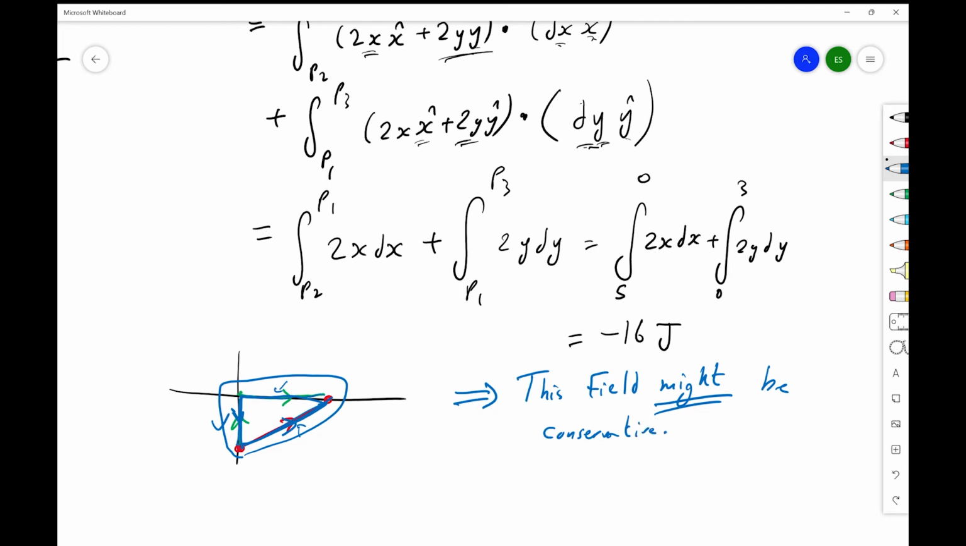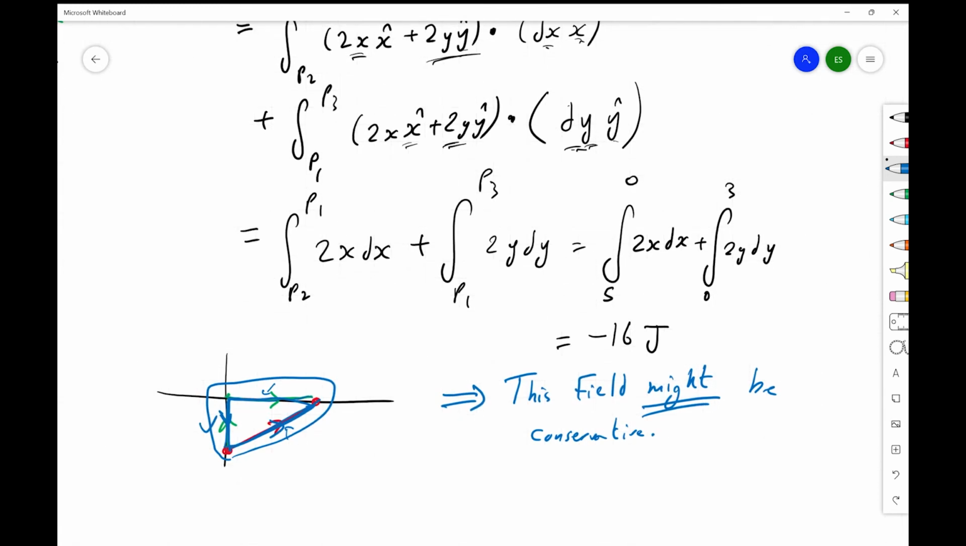To prove that a field is not conservative, it's okay to show one counterexample. It's okay to show one path where the integral is not 0 along a closed path. If we can show that, then this is for sure not a conservative field. So you only have to do one example. To prove that a field is conservative, you need to find some way to show that this integral along a closed path is 0 for all possible closed paths. Okay, so it's a bit trickier to prove that a field is conservative. Right, now we're going to consider another example.